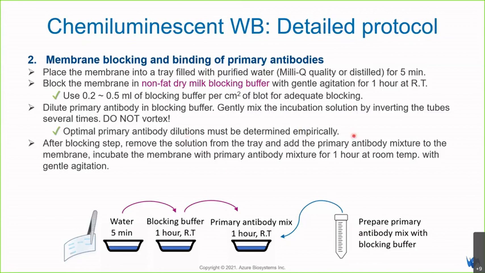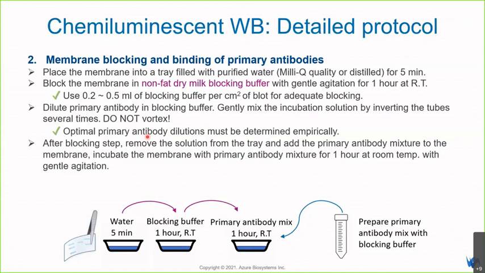The optimal primary antibody dilution must be determined empirically. In CCD imaging, we recommend primary antibody dilution from 1 in 1,000 to 1 in 10,000. A good initial dilution will be 1 in 5,000. However, if you are going to detect the signal with X-ray film, use 2 to 5 times less primary antibody than for CCD imaging.